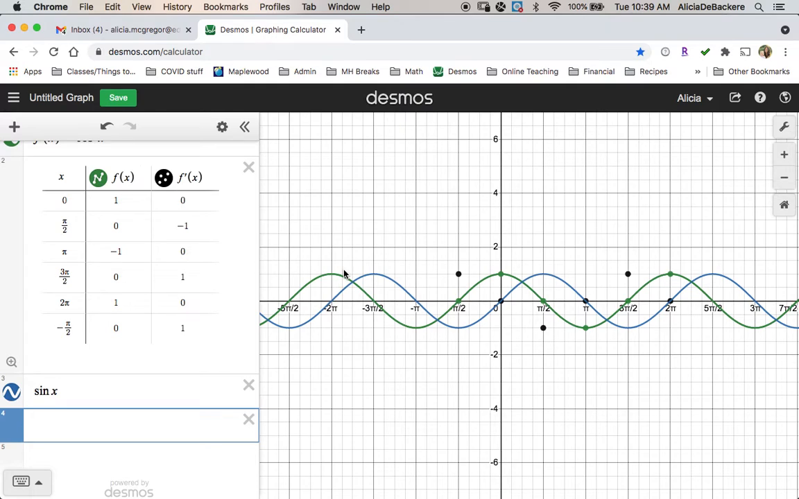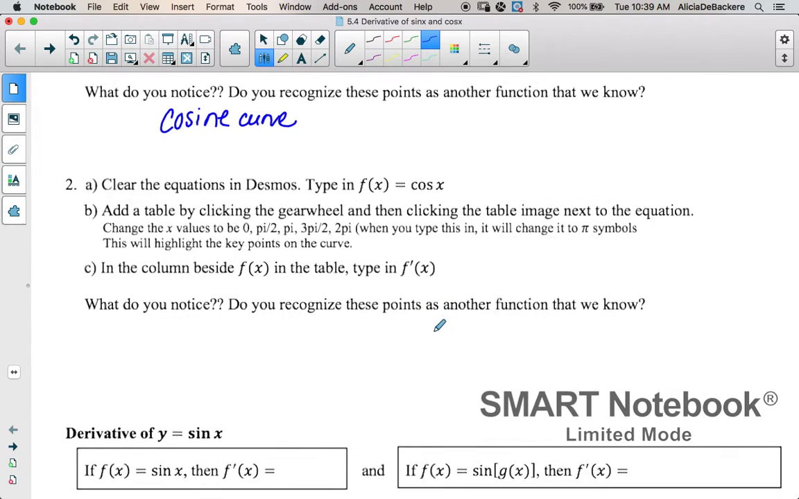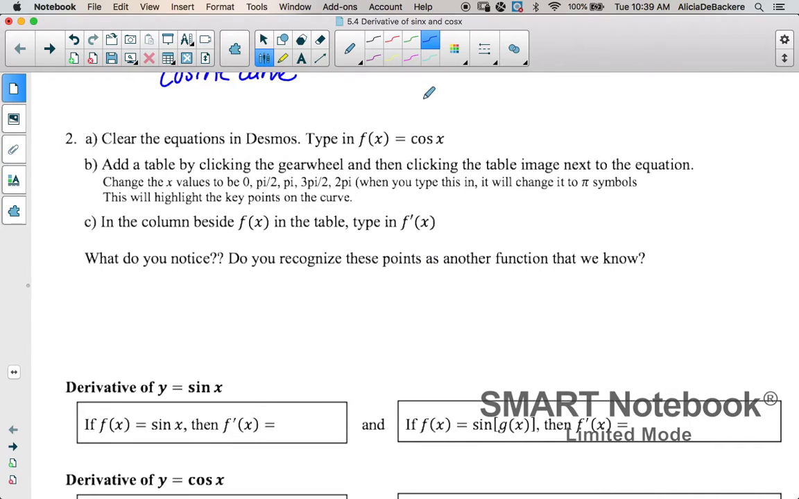So I'm trying to figure out, well, it's kind of like the sine curve, but it's upside down, right? It's going down and then up. So it's the sine curve with a vertical reflection, or a negative a value. And so now that I've added that negative 1 in front of the sine x, I can see that it's on top of my derivative points. So when f of x is equal to cos x, I notice that the derivative is the negative sine curve.